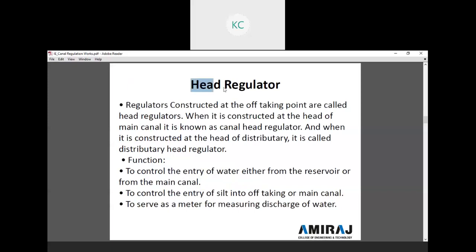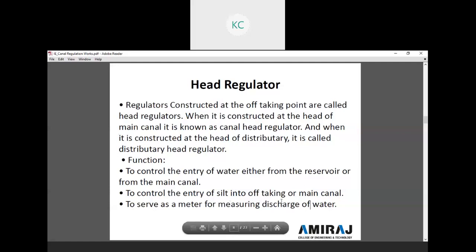So next one is the head regulator. What are the works of the head regulator? Regulators constructed at the off-taking point are called head regulators. When it is constructed at the head of the main canal, it is known as a canal head regulator. And when it is constructed at the head of the distributor, it's called the distributor head regulator. So what are the functions of the head regulator? To control the entry of water either from the reservoir or from the main canal, to control the entry of silt into the off-taking canal or main canal, and to serve as a meter for measuring discharge of the water.